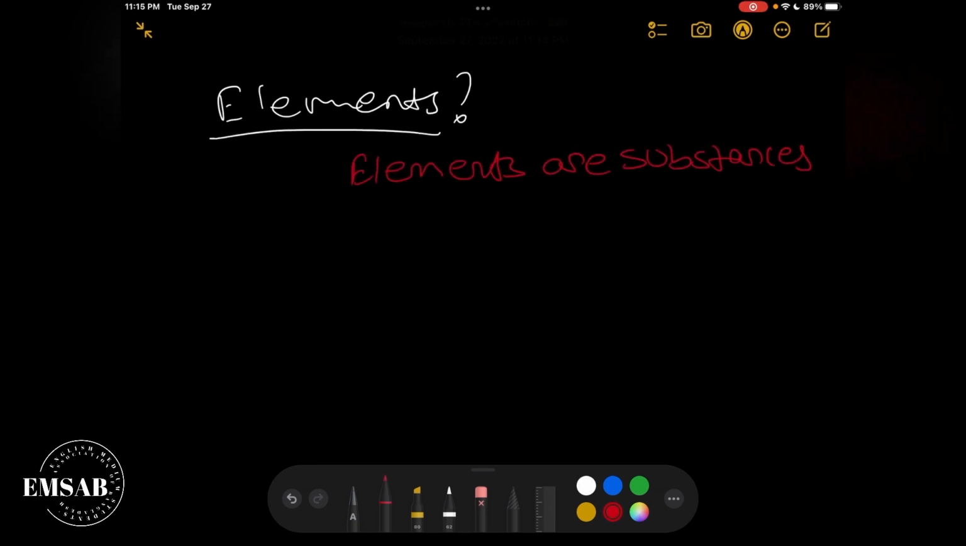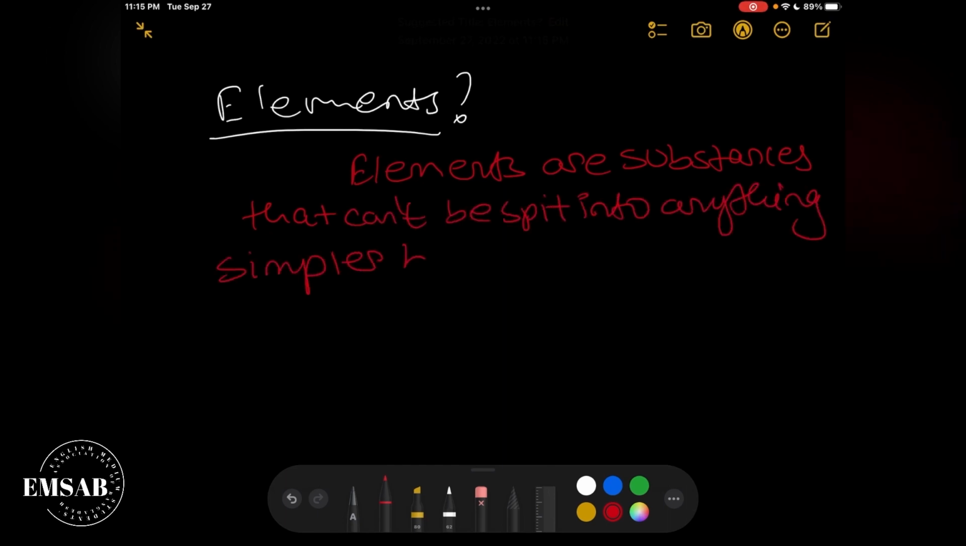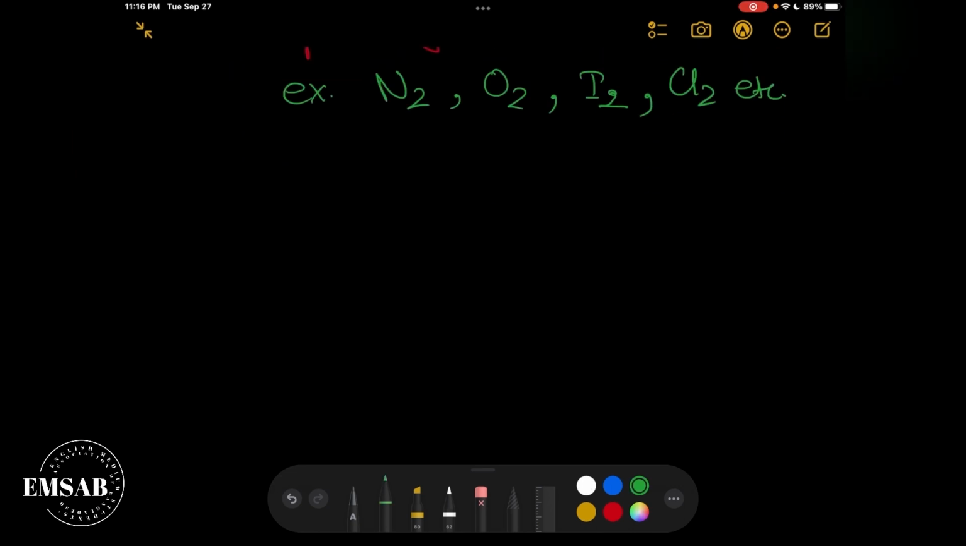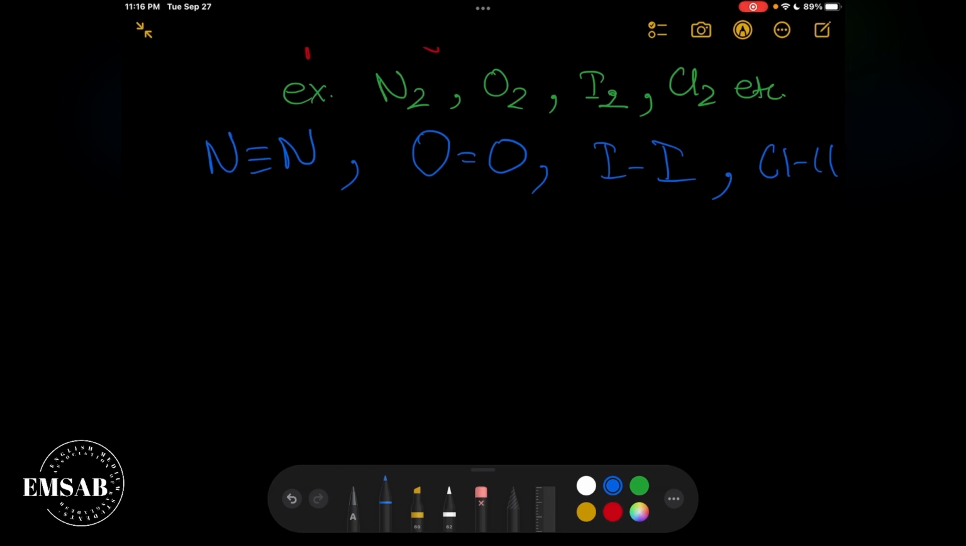Elements are substances that can't be split into anything simpler even by chemical means. For example, nitrogen, oxygen, iodine, and chlorine, they all exist as diatomic molecules. It is very hard to separate them, and even if we do separate them, it takes a lot of energy and it's very tough to do so.